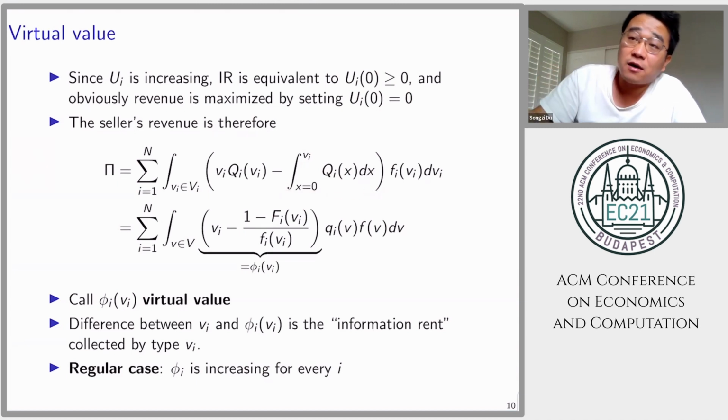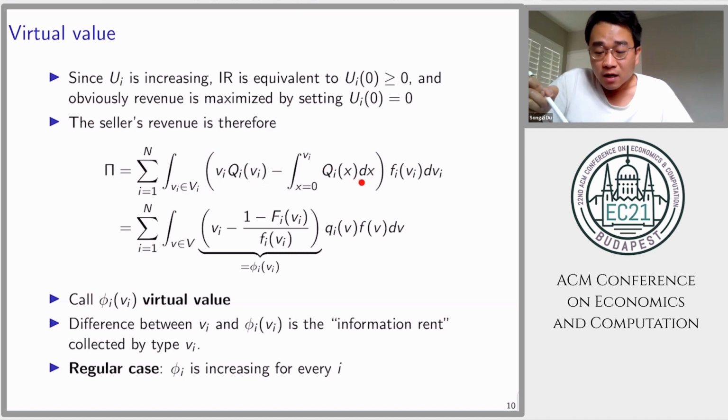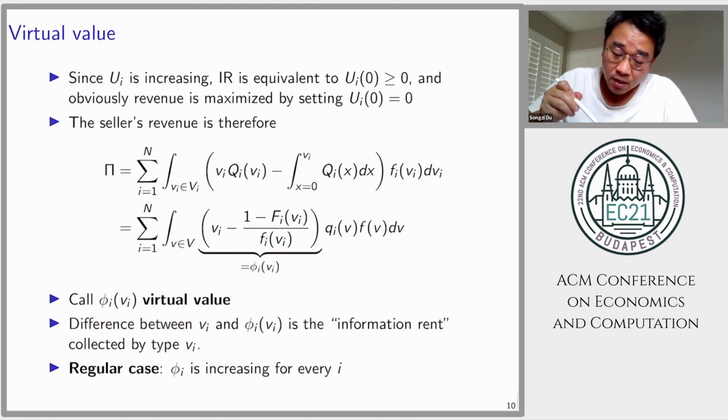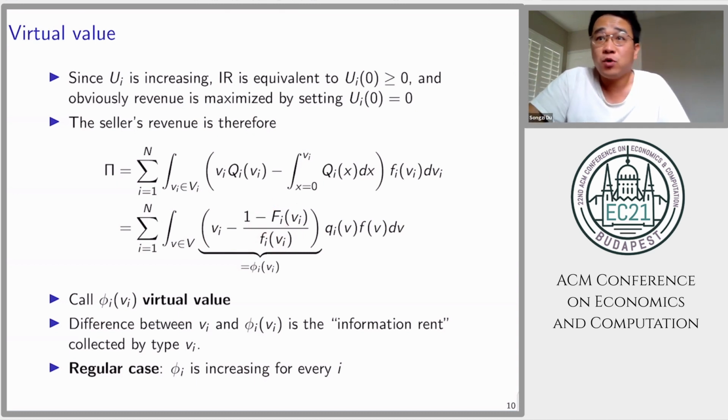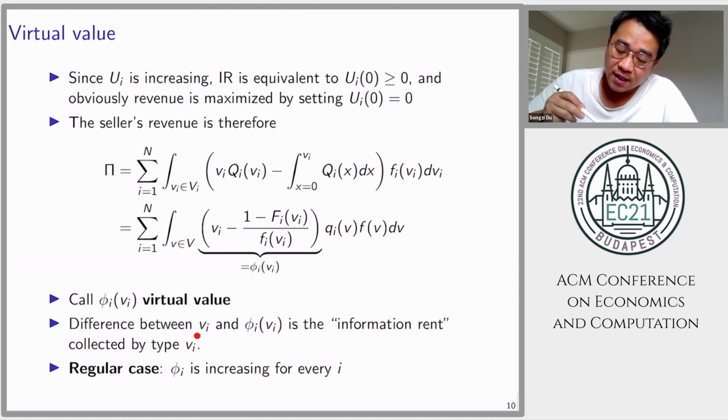Okay, and then substitute that envelope formula for the transfer here, and then apply Fubini's theorem. We get that the revenue is equal to this term according to the allocation of that mechanism. Okay, so this term, VI, is called the virtual value. So the difference between the actual value VI and the virtual value is the inverse hazard rate of the type distribution. So that is the informational rent collected by type VI from having the private information that his private value is VI.